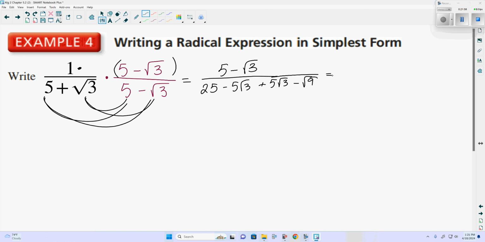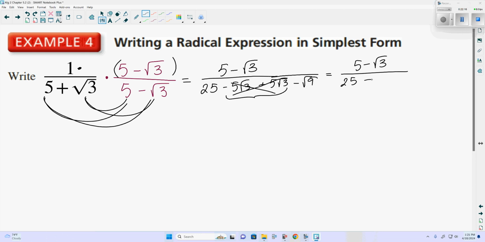Well, the top is still 5 minus square root of 3. 25. Oh, wait a minute. Isn't negative 5 square root of 3 and 5 square root of 3 like terms? 0. That is 0. So those are gone. Okay, that's nice.